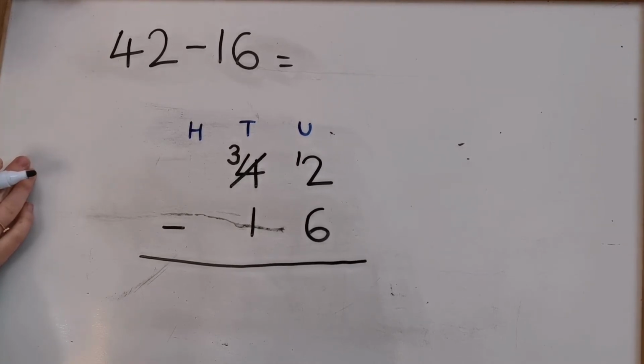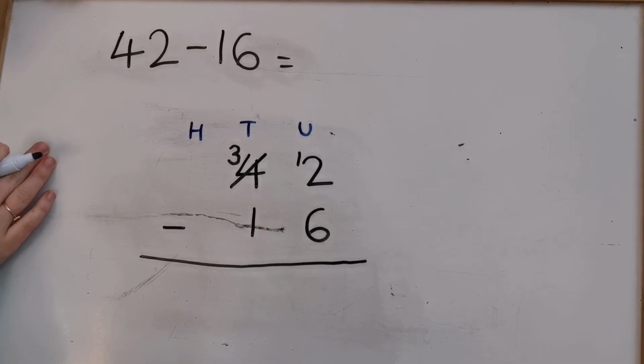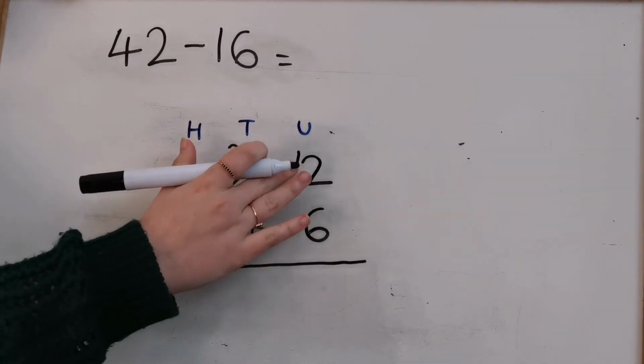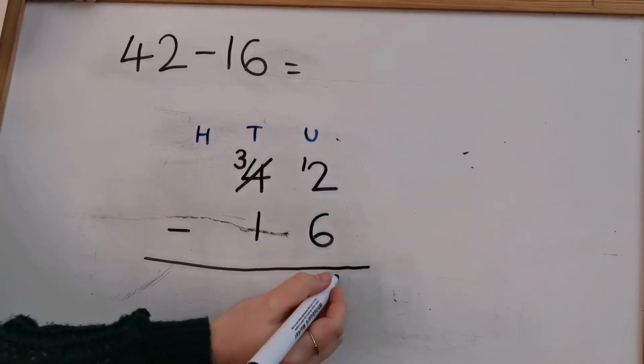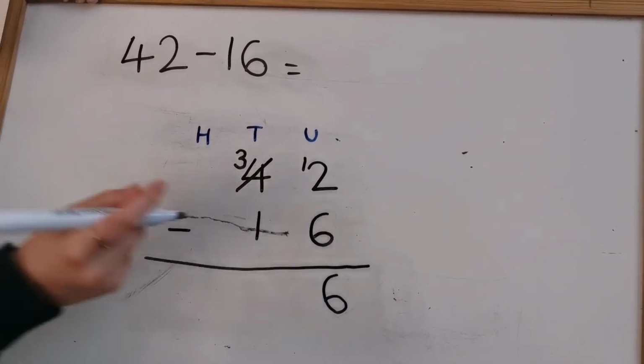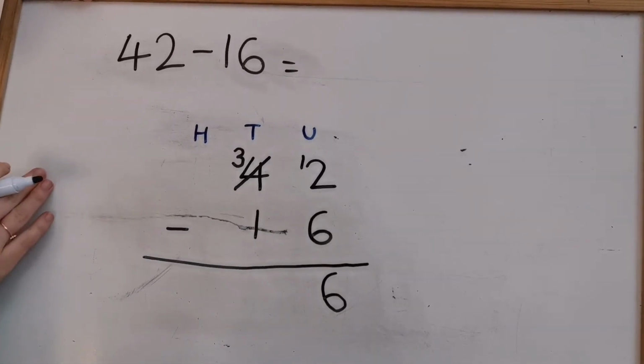This should hopefully now make it much easier for me to do a takeaway sum, because now I have 12, which was the 10 and 2, 12 take away 6. I can do that. It would give me the answer 6. So once I'm happy with that, I can move on into my tens column.